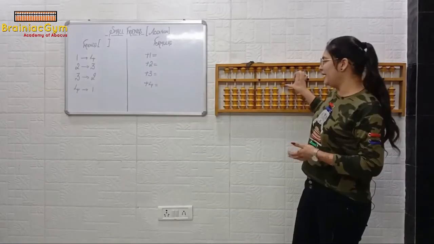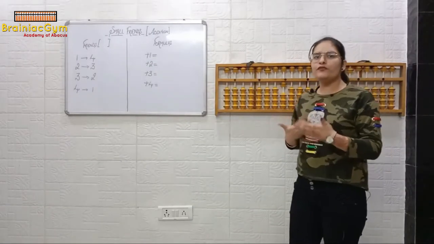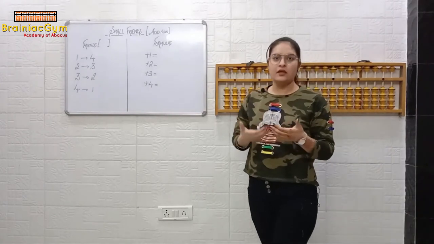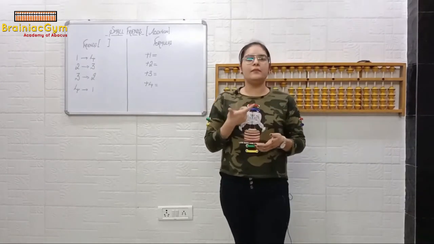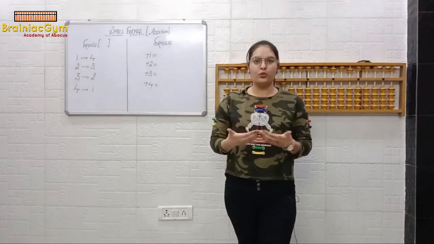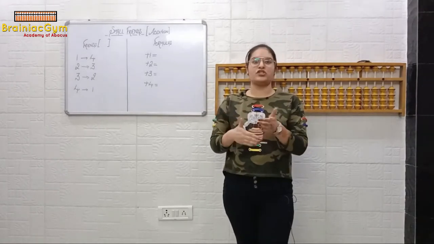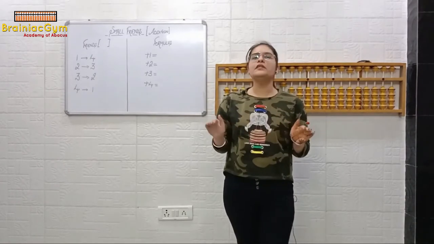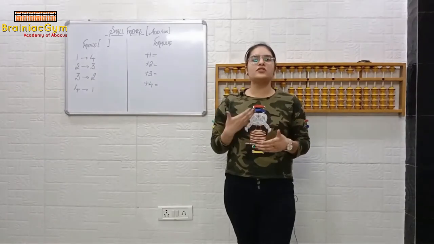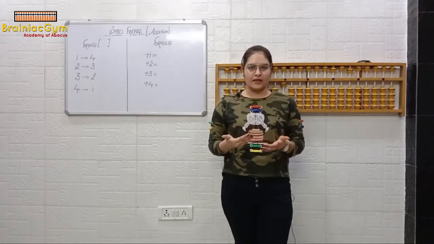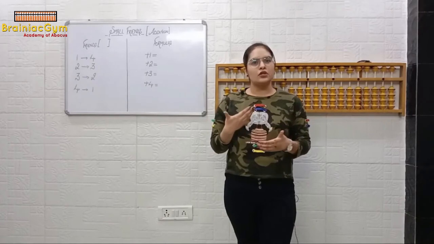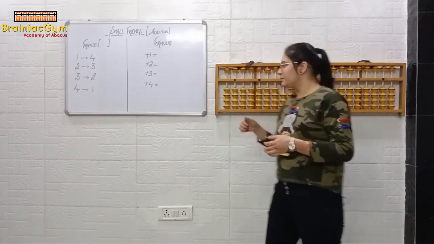Directly. Like this. Hume isme koi formula use karne ki need nahi hai. Direct method basically means you can do addition and subtraction directly. I hope this is clear to you. Now let's move and do the sum on abacus and then we will start with today's new concept.